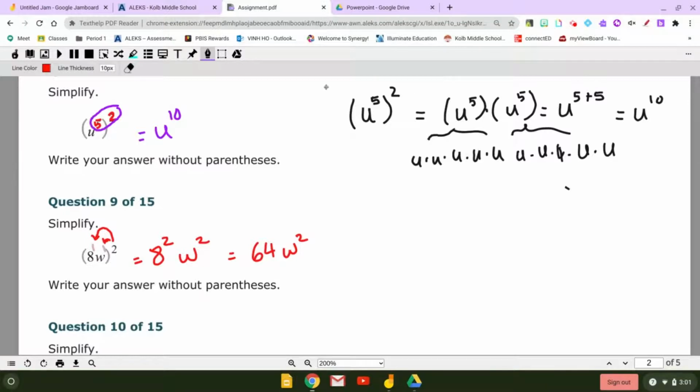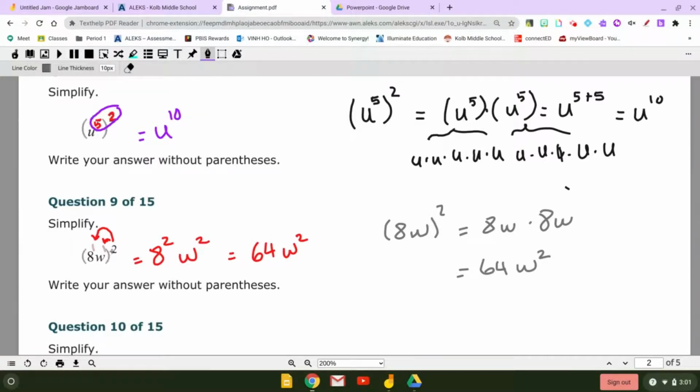All right. If you are not happy with this, you want to go in the long way. So we can have 8w squared. It's just like 8w times 8w twice. 8 times 8 is 64. W times w is w squared. Okay, that is how you get 64w squared.